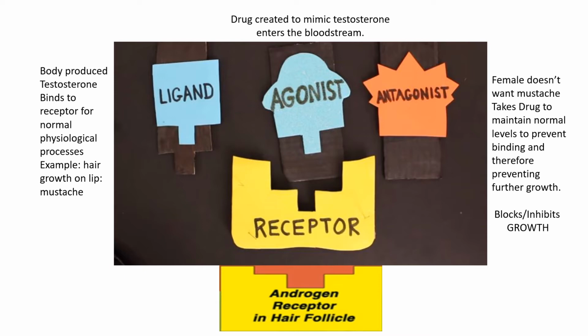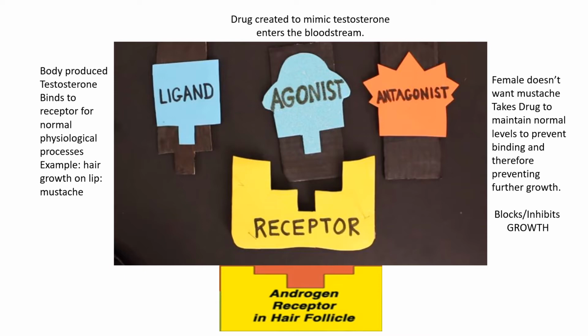In order to prevent that female from growing a mustache, we want to give her an antagonist. The antagonist is going to fit into this receptor site, but it doesn't fit in like an agonist. If you think of an agonist fitting into that receptor site perfectly, then that's going to create more and more testosterone, whereas the antagonist fits in the receptor site but doesn't fit in perfectly. So that's blocking the process.